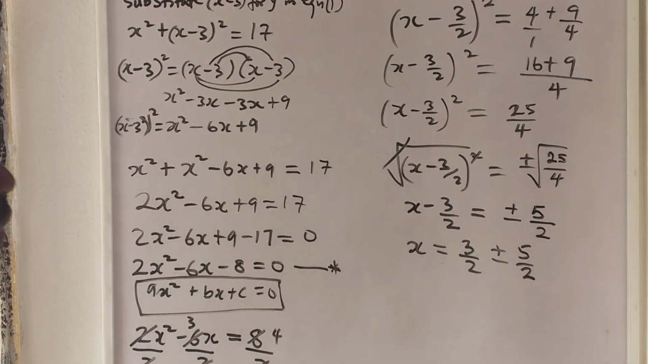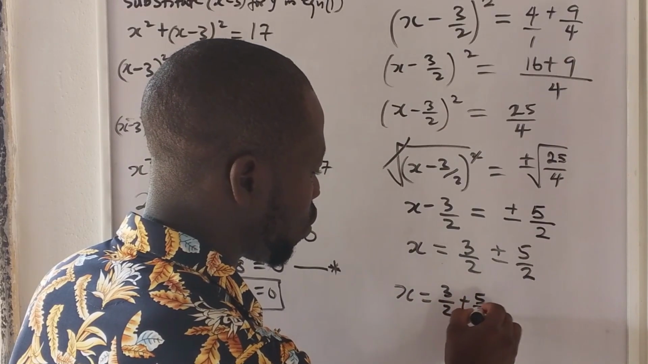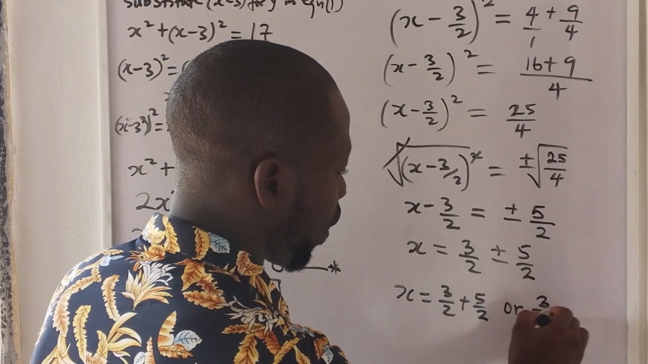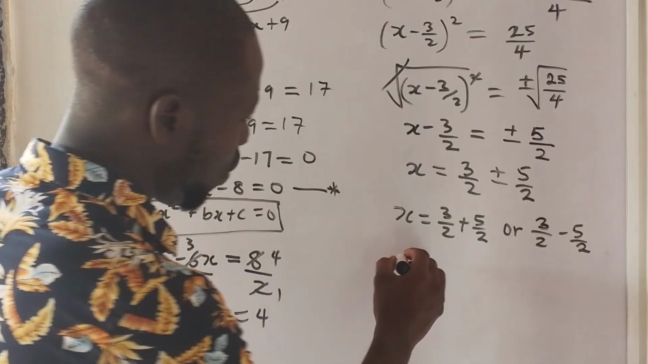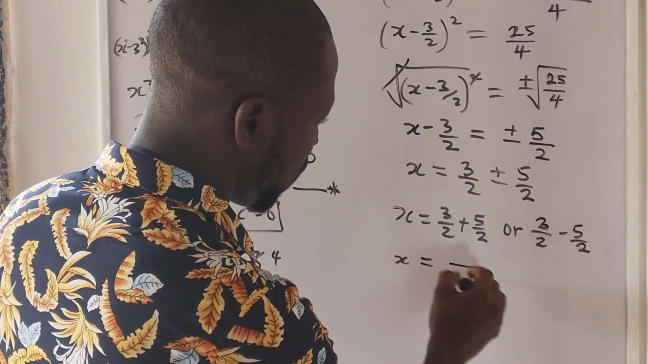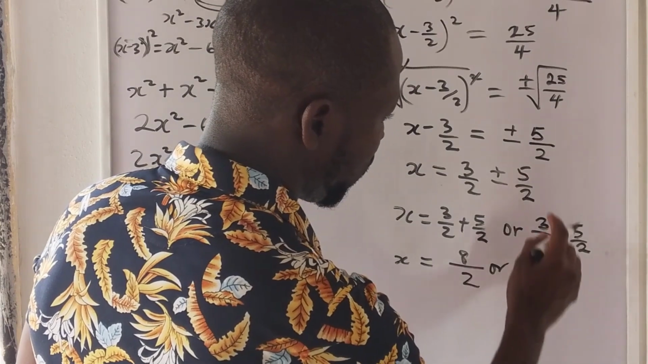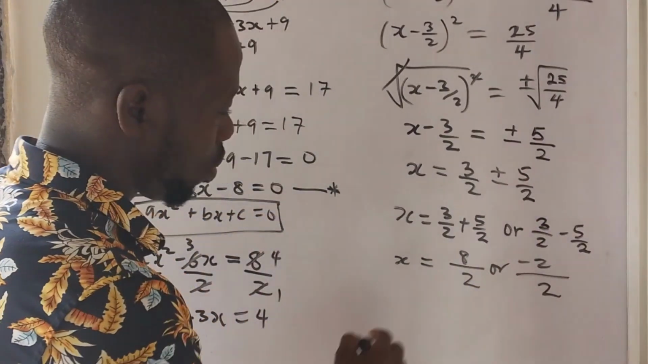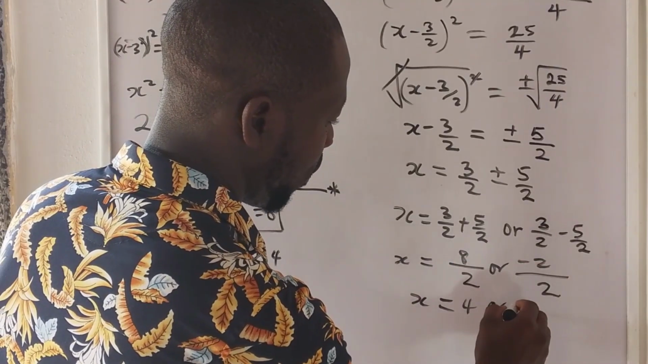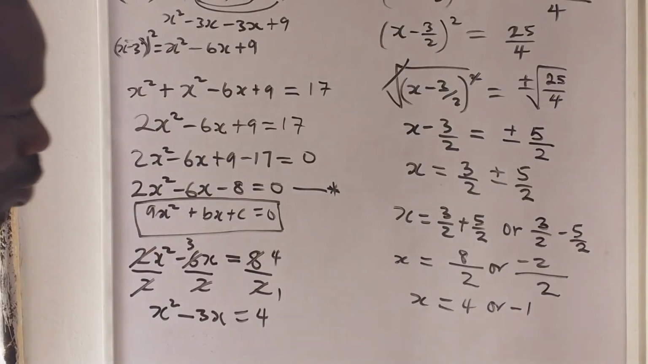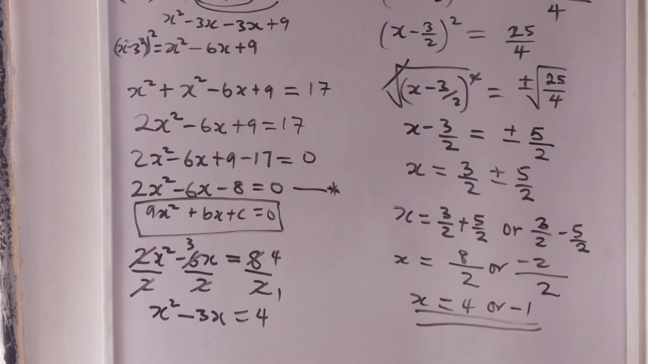Okay, now that means that x is equal to 3 over 2 plus 5 over 2, or 3 over 2 minus 5 over 2. So when you do this, you're going to be having x is equal to 2 as your LCM, 3 plus 5 is 8, or 2 as your LCM, 3 minus 5 is minus 2. All right? So x is now equal to 8 divided by 2, 4, or minus 2 divided by 2, minus 1. All right? So x is equal to 4, or x equals minus 1. That is the value of x.